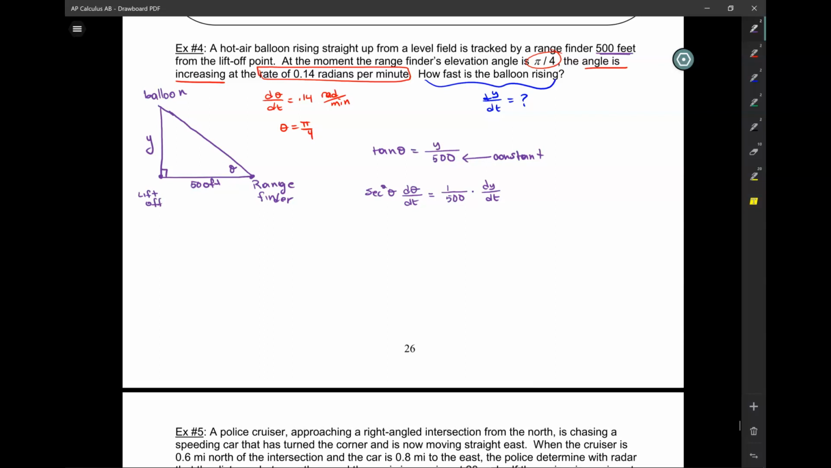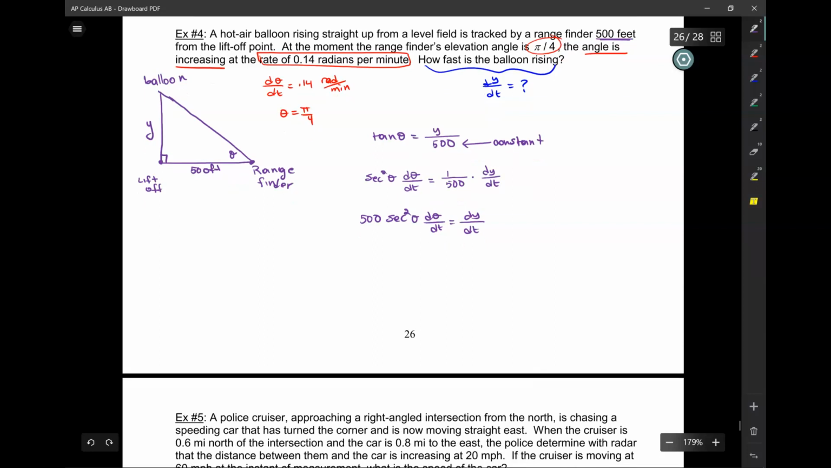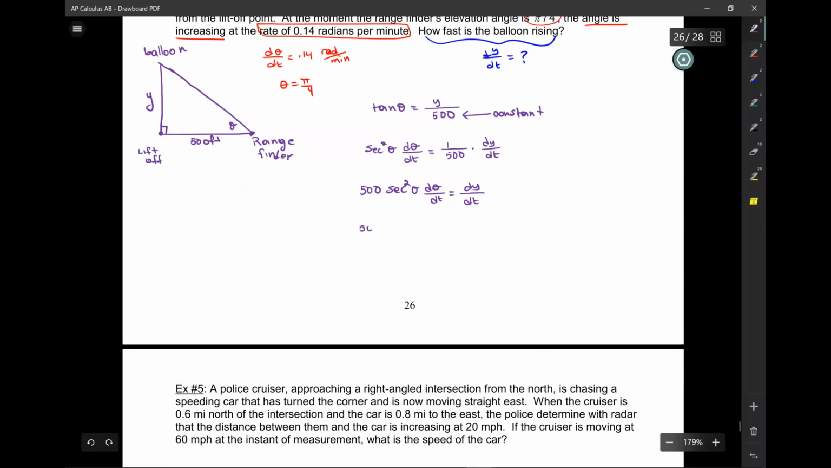Okay, so now secant squared theta. Now that I've taken a derivative, it's safe to put in values, right? But now, if I'm solving for dy/dt, I'm going to move the 500 over to the other side. So 500 secant squared theta d theta/dt is dy/dt. All right, now let's put in some of our values. So 500 secant of pi over 4 squared times d theta/dt, which is 0.14, is equal to dy/dt.